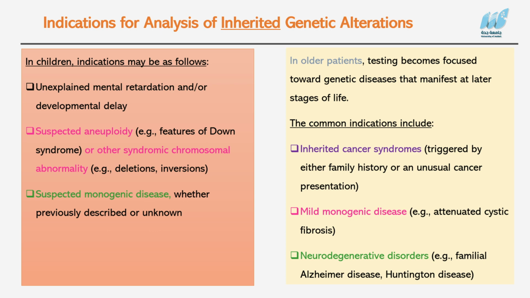There are also indications for genetic tests in children. For example, if they have X-linked intellectual disability or developmental delay, if they exhibit any syndrome caused by chromosomal abnormalities, or if they have suspected monogenic disorders. On the other hand, an indication for genetic testing in older patients is inherited cancer within the family, or monogenic diseases or neurodegenerative disorders.